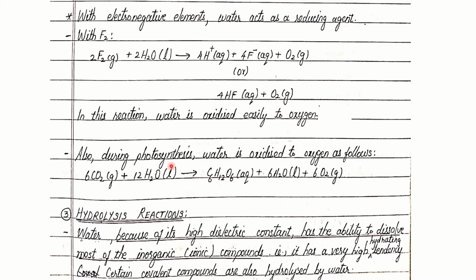Now look at what happens during photosynthesis. Water acts as a reducing agent. So water reduces carbon dioxide and gets oxidized easily to oxygen.